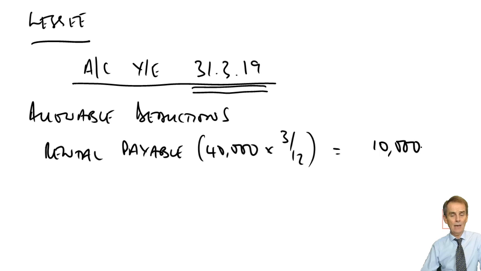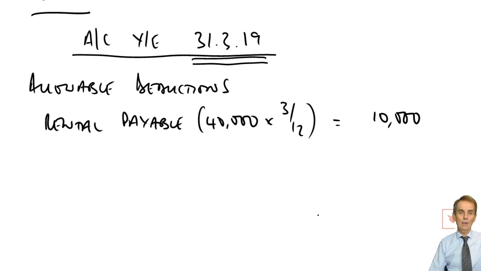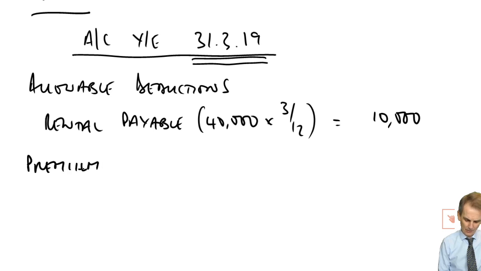For the next year end and for year ends thereafter, firstly the year end is 31st of March 2020, the annual rental payable is £40,000. That will of course be your trading profit deduction. Only 3 months of that 21-year lease period falls in this accounting period. 3 months' worth, 3/12 of 40 is 10,000. We've then got to deal with the premium payment.